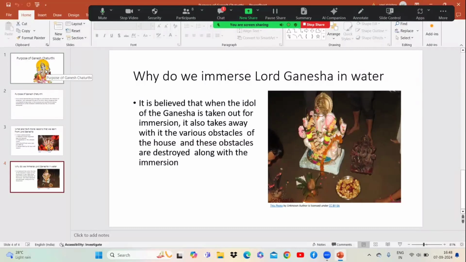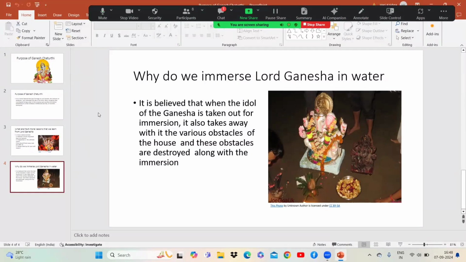So are you following, Felix? Oh, yeah. So these are a few slides representing the importance of this particular festival, Ganesh Chaturthi.